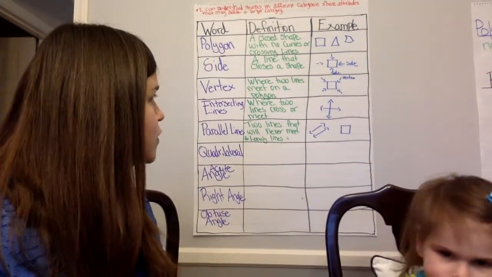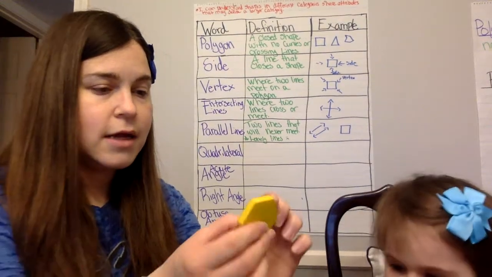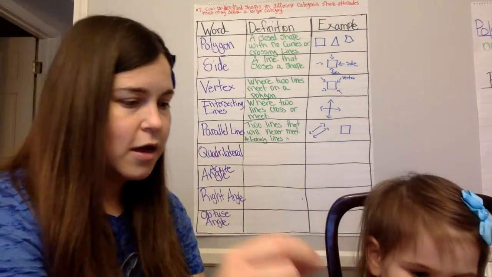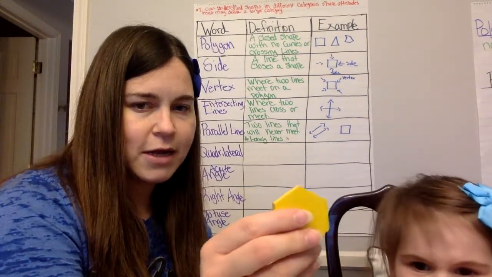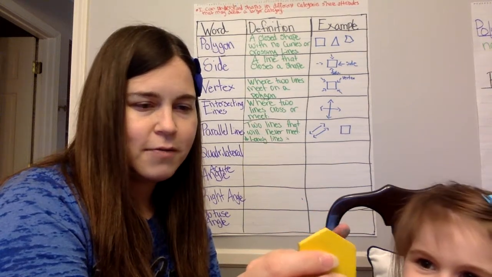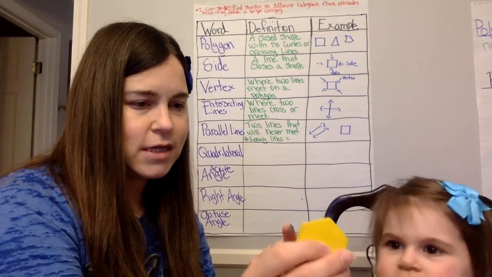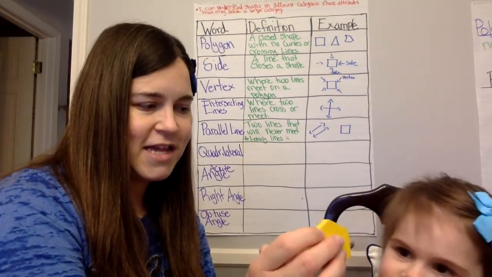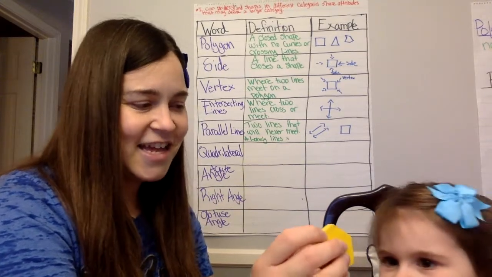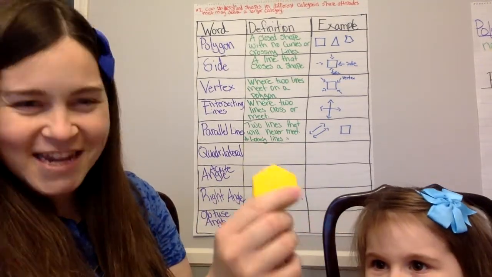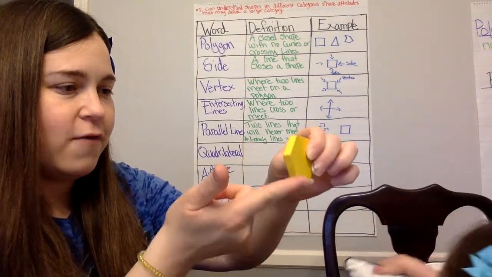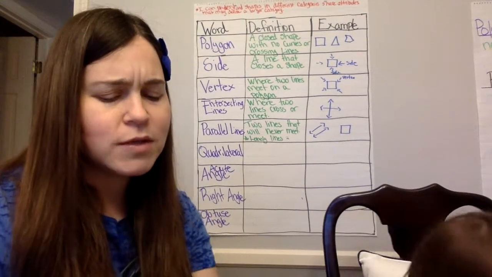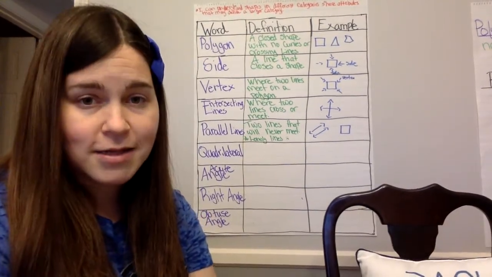Okay? So, Alyssa, can you point to one of the vertices? Or vertex is one, vertices is more than one. Great. Can you show it? Can you do it again so that everybody can see? Perfect. Can you count the vertices? 1, 2, 3, 4, 5, 6. Okay, so there are 6 vertices on this shape. Most of the time, it'll have the same number of vertices as sides.